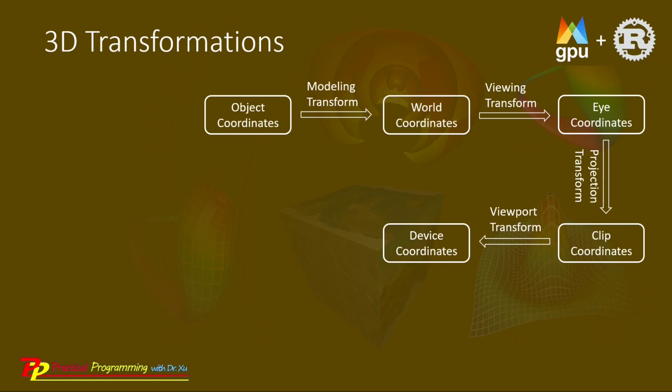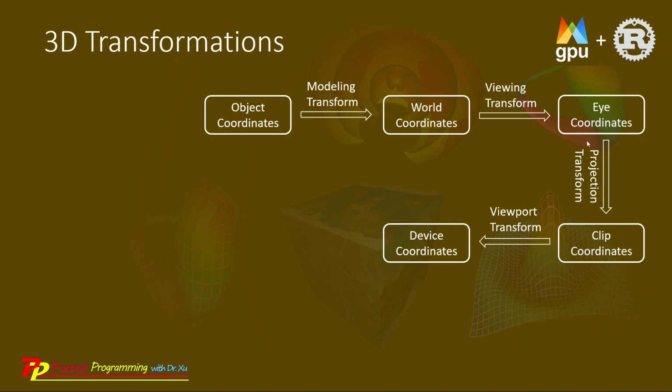Next, we perform the view transformation. This transformation locates the viewer in the world space and transforms our 3D object into the camera space. This camera space is also called eye coordinates.